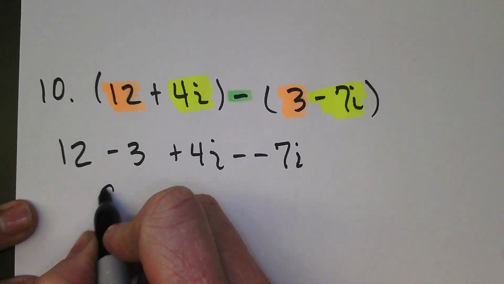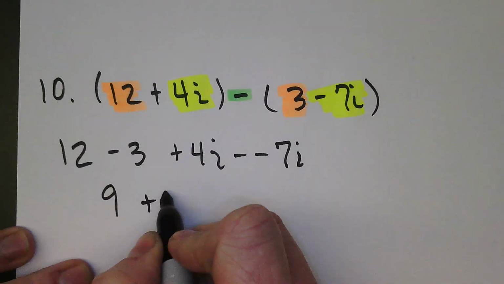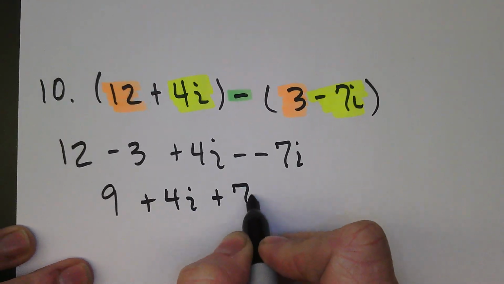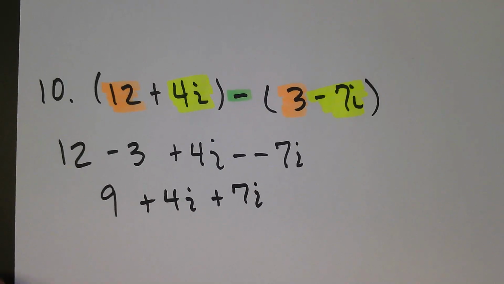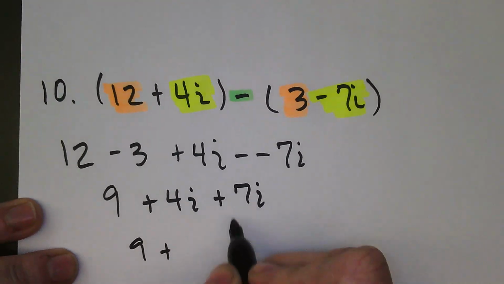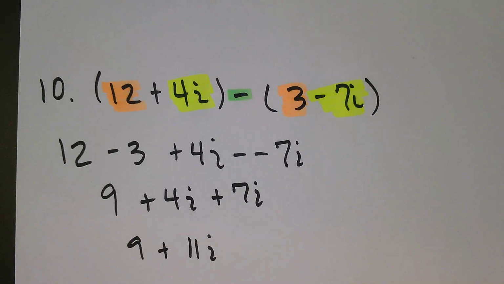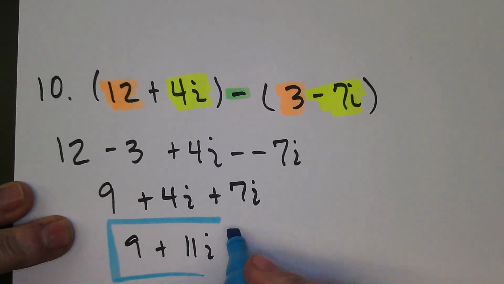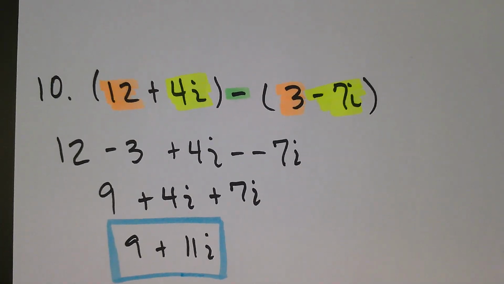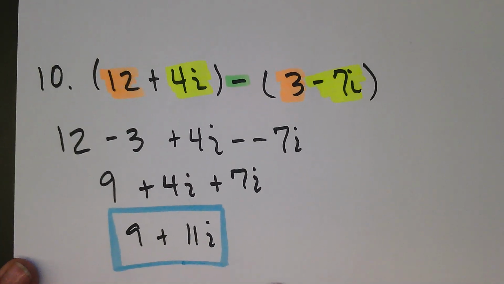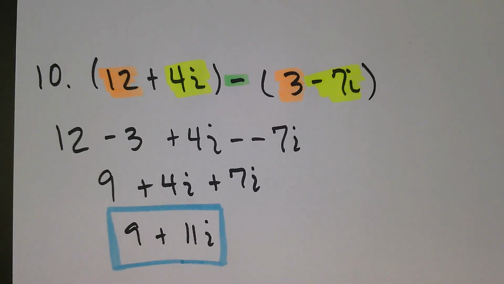I'll do the 12 minus 3 first here. That's 9. And then this is plus 4i plus 7i. Right, minus and minus is plus. So I get 9 plus 11i. And that is my final answer there. It is a complex number in standard form, the real portion first, and then my imaginary. And that's it. It's my final answer.